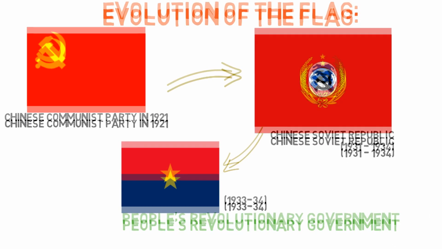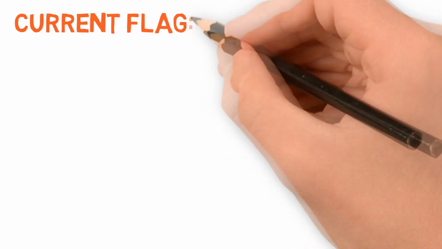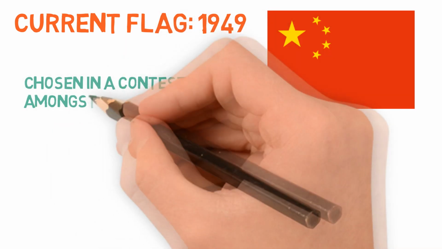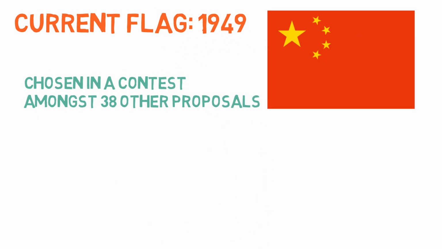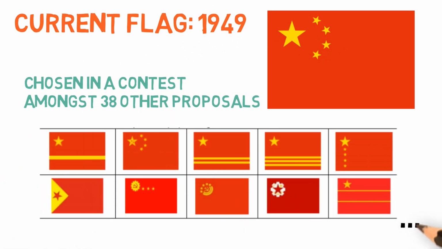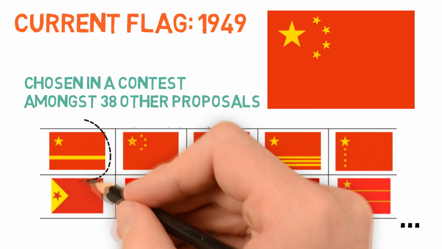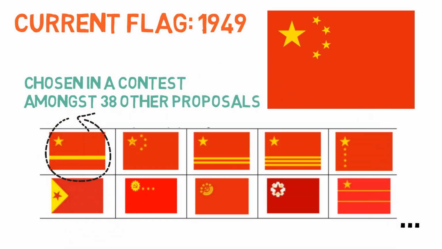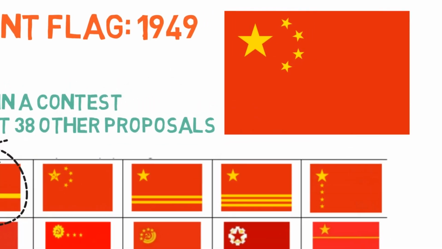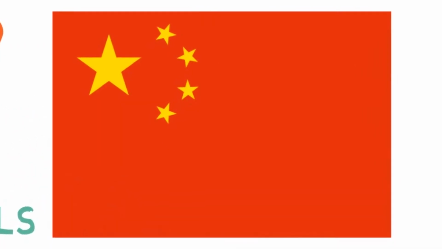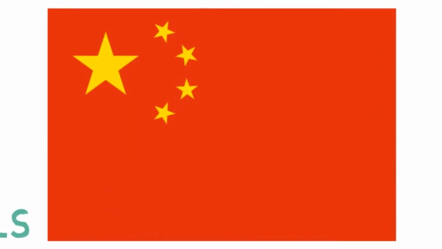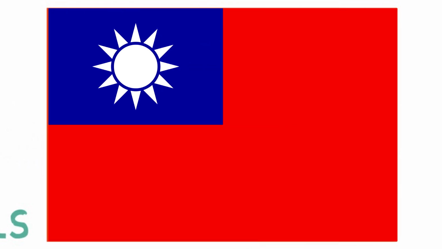Finally, the current flag was adopted in 1949. It was designed by a man called Zheng Liansong and chosen in a contest amongst 38 other proposals. It's said that Mao's favorite was actually another flag, this simple red flag with a single star and yellow stripe. So this is the flag of the People's Republic of China today. A red field with 5 stars in its top left corner. The Republic of China or Taiwan keeps the traditional Republican China flag.